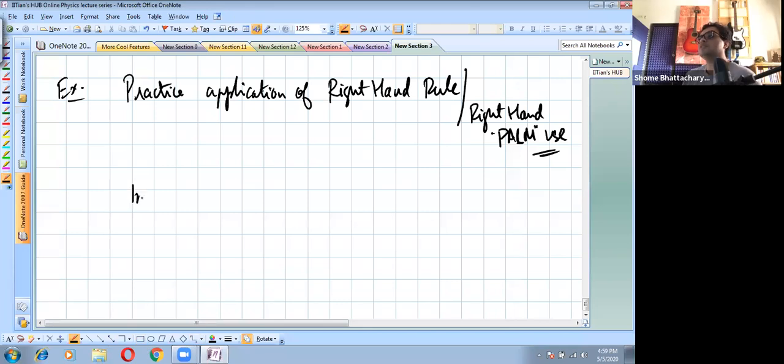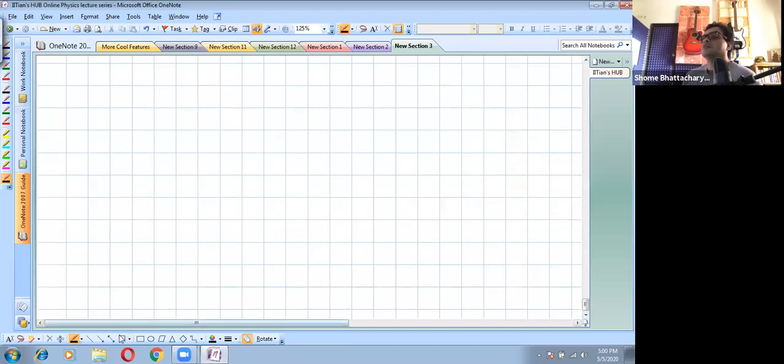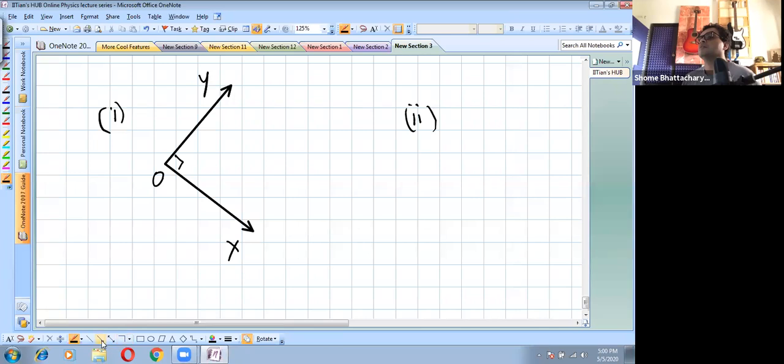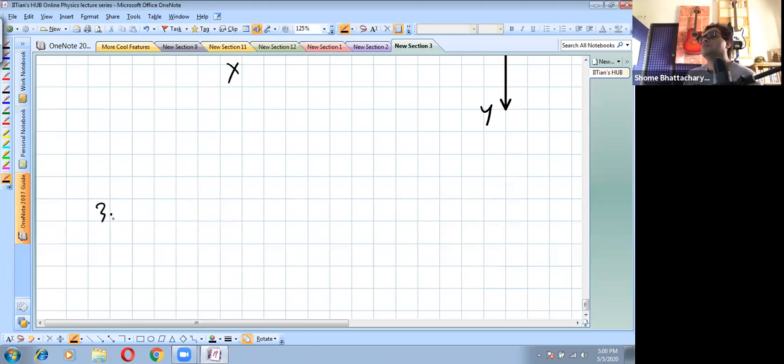Now what I'm going to draw in each of these diagrams: find the direction of the positive z-axis. This is my y-axis, this is my x-axis. First one. Second one. Like this. Now third one, a little different.